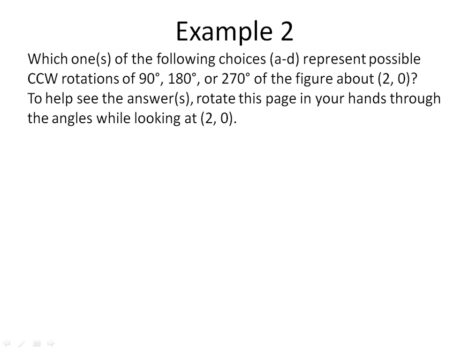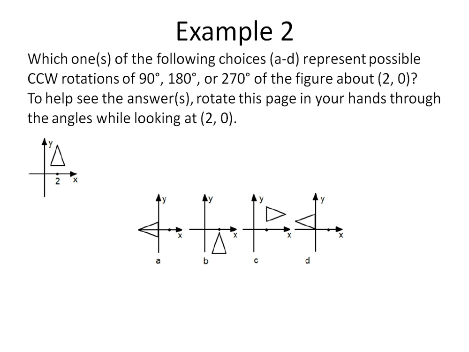Okay, which one of the following choices, A through D, represent possible counterclockwise rotations of this figure? In this case they're rotating around the point (2, 0). So you need to look at the point (2, 0) when you rotate it. As you can see here, A is the only one that's going to actually be the same distance away from (2, 0) all the way through this and still maintain the orientation that it had originally.